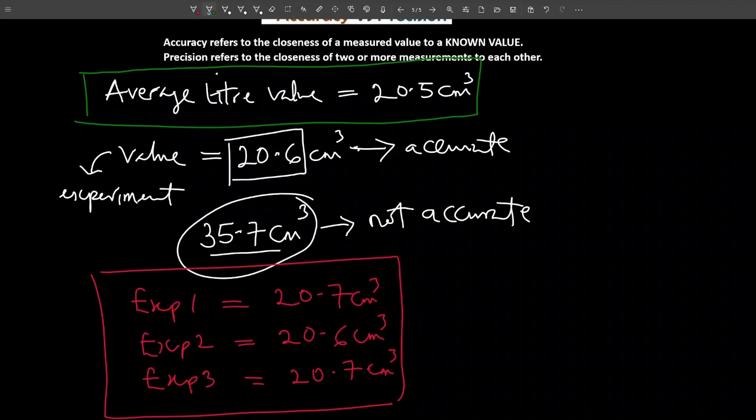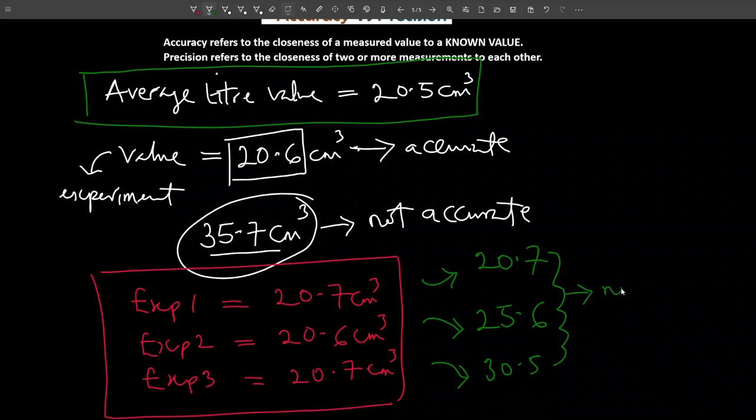Let's assume that I got my first experiment to be 20.7, my second experiment to be 25.6, and my third experiment to be 30.5. You can see, if I compare these 3 experiments to each other, that they are not close in any way. So this is not precise. Do you understand? It is not precise.